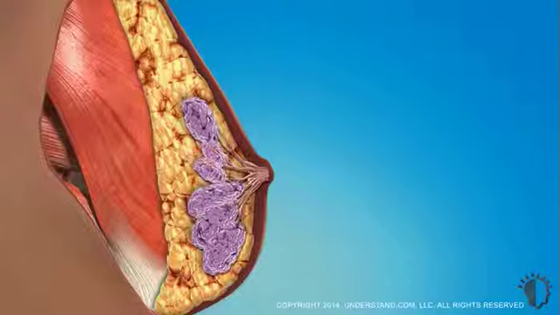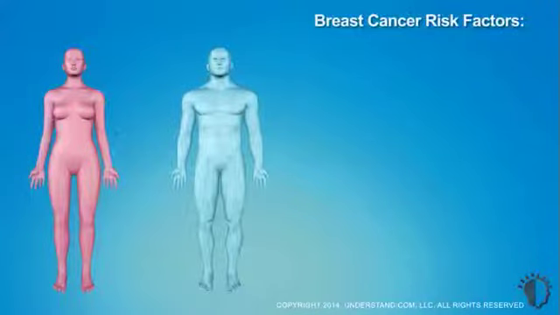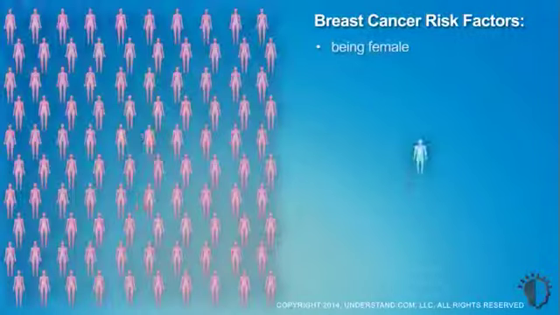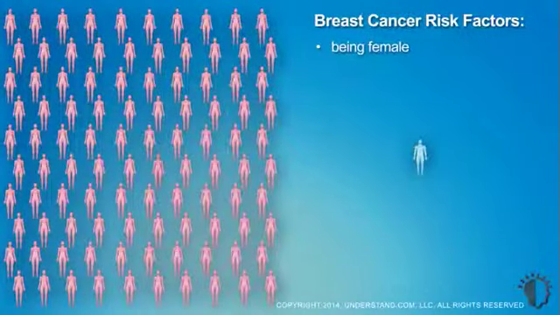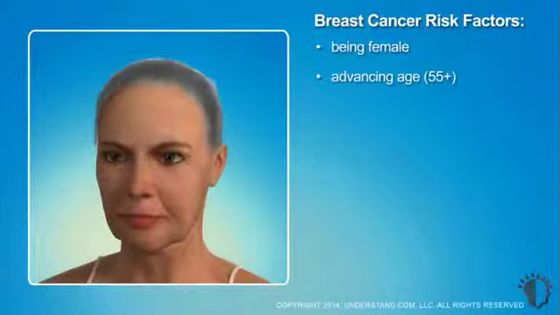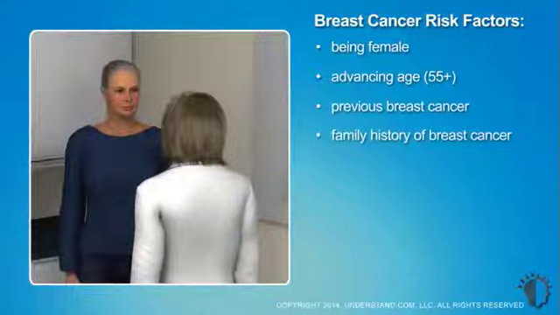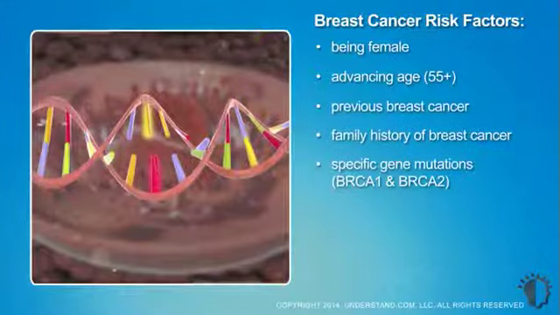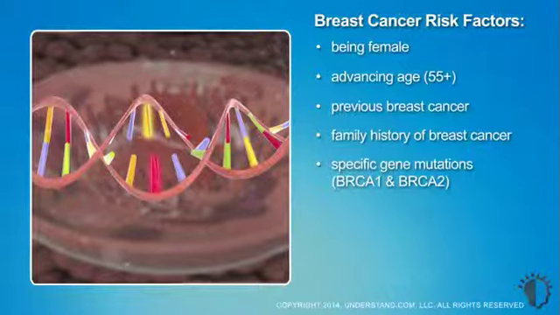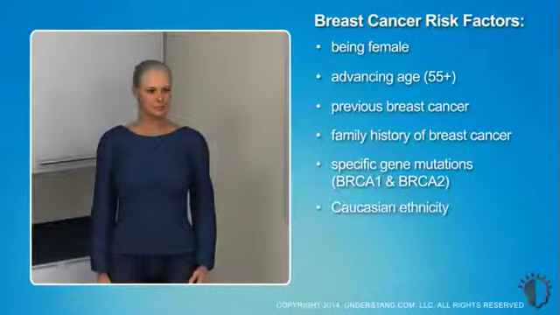Certain factors may increase the risk of developing breast cancer. Gender is the primary risk factor. Breast cancer occurs in women at about 100 times the rate it occurs in men. The chance of developing breast cancer increases with age, previous breast cancer, a family history of breast cancer, and specific gene mutations that increase the risk for both breast and ovarian cancers. Women who are Caucasian are diagnosed more often than other ethnicities.